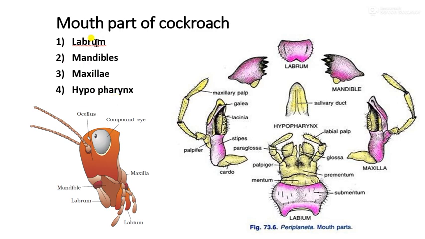Okay, so now I tell you here about the labrum. Look at this. This one is the labrum. It is a membranous flat lobe suspended below the clypeus in front of the mouth, as the upper lip. Look at this labrum area. This one is the labrum.